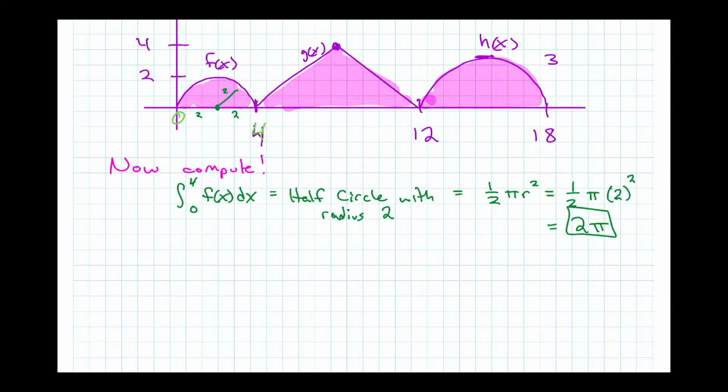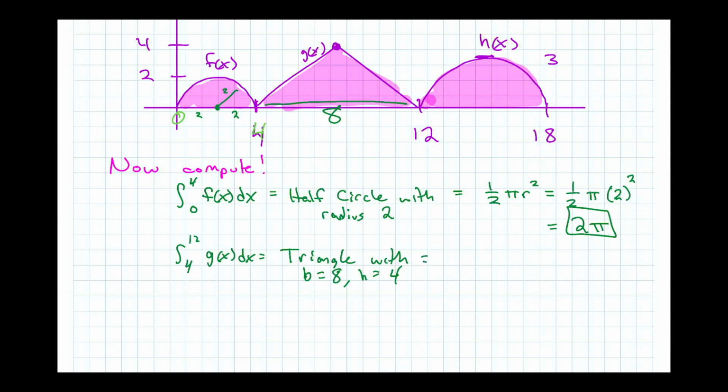Let's move on and do the triangle. So we got the integral from 4 to 12 of g. That's just going to be a triangle. What's the height and the base? Well, the base is just from here to here, so from 4 to 12, right? So that's going to be 8. So base is going to be 8. And the height of the triangle, you can calculate that. It's 4. You just look at the graph here. Triangle with base 8, height 4.